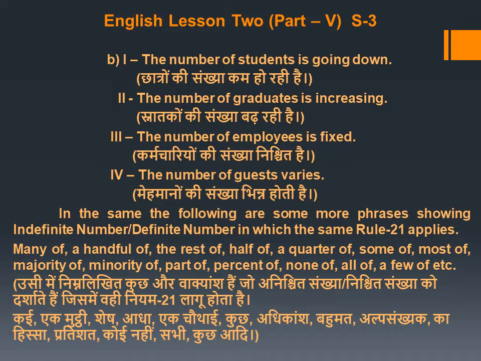Here, the number of has been used in all sentences. So when the number of is used in any sentence, the verb will be used in a singular form only. That's why here the verbs are is and varies, which are in a singular form.